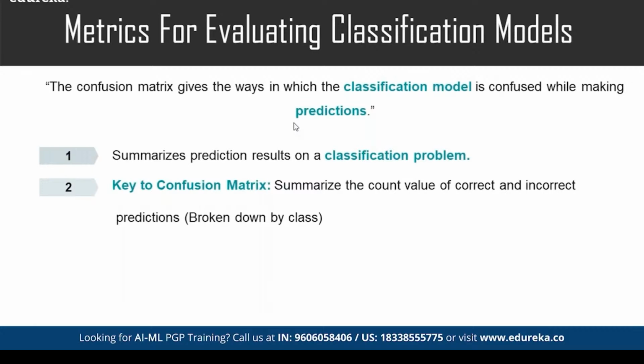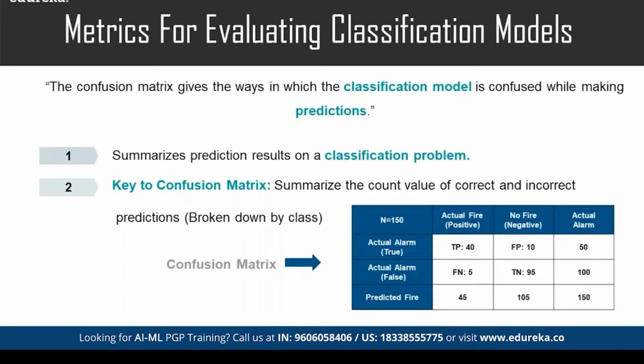So what does this confusion matrix do? It summarizes incorrect and correct predictions as a class. For example, take a fire alarm system. The system should alarm correctly whenever there is a fire in a place. When there is no fire, there should be no alarm, right? But what if there is an alarm but there is no fire? What happened there? We trained the system wrongly, and we evaluated the system wrongly. That is why we have got such wrong results.